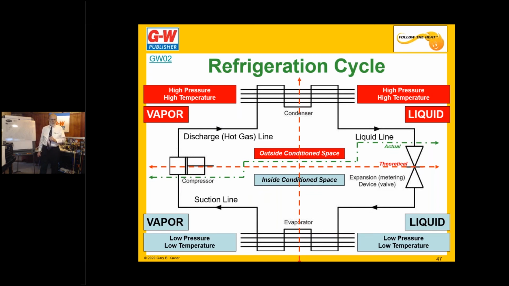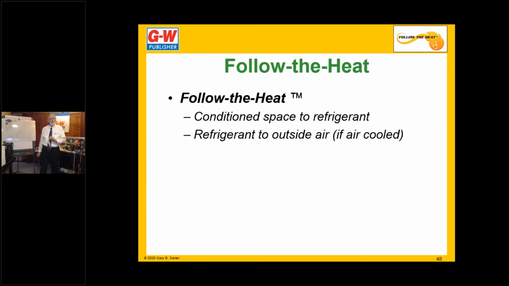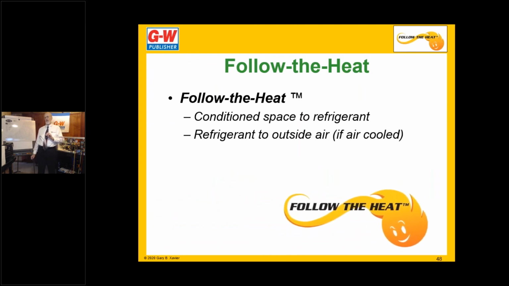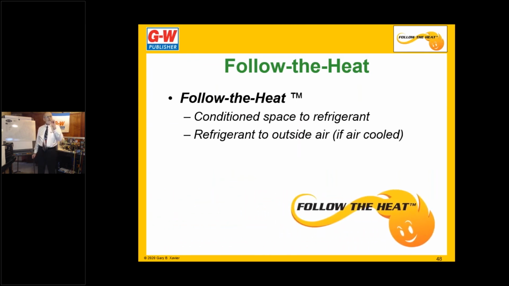When I talk about the refrigeration cycle and following the heat through the system, think of it as a process of steps in the heat transfer. If it's a system like a window air conditioner or a rooftop unit or an air-cooled air cooling system, it's only 2 steps. The heat goes from the conditioned space to the refrigerant in the evaporator, and then from the refrigerant in the condenser to the outside air. So it's just 2 steps.